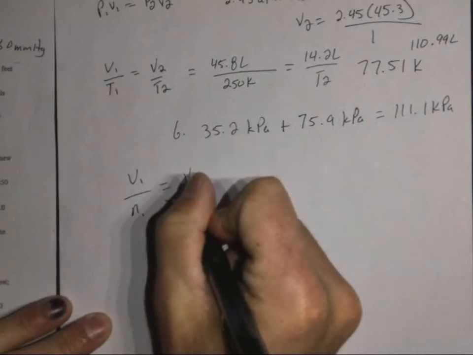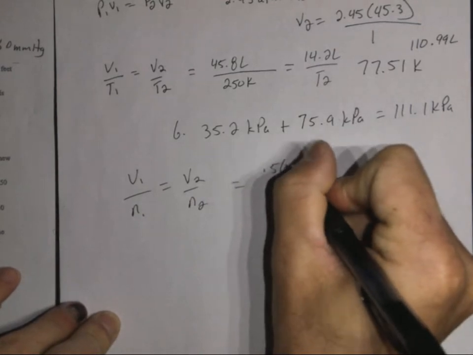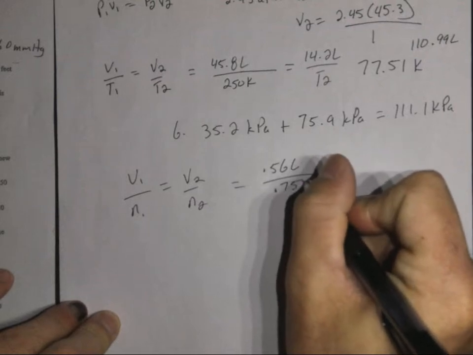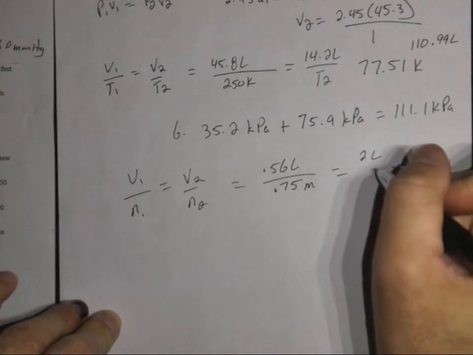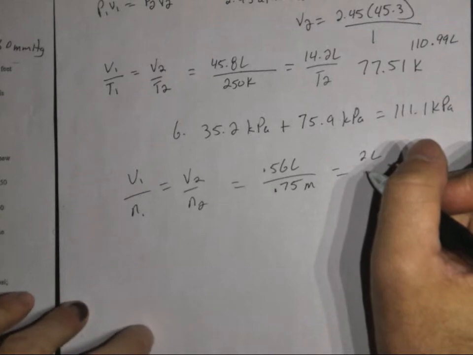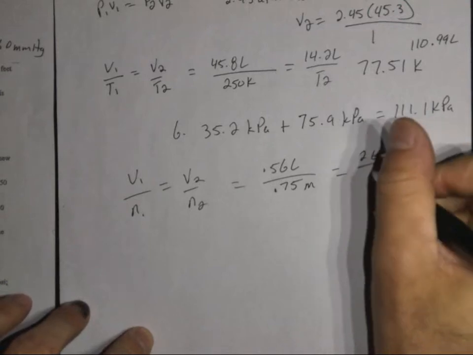Okay, so this law is Avogadro's law, and it says that volume over the number of moles is equal to the second volume over the second number of moles. So our first volume is 0.56 liters. Our moles is 0.75 moles. And we're looking for the new number of moles. I think there's a typo: it says, what is the new number of moles if I add that many liters of gas? So we've got 2 liters, and we're going to solve for that.